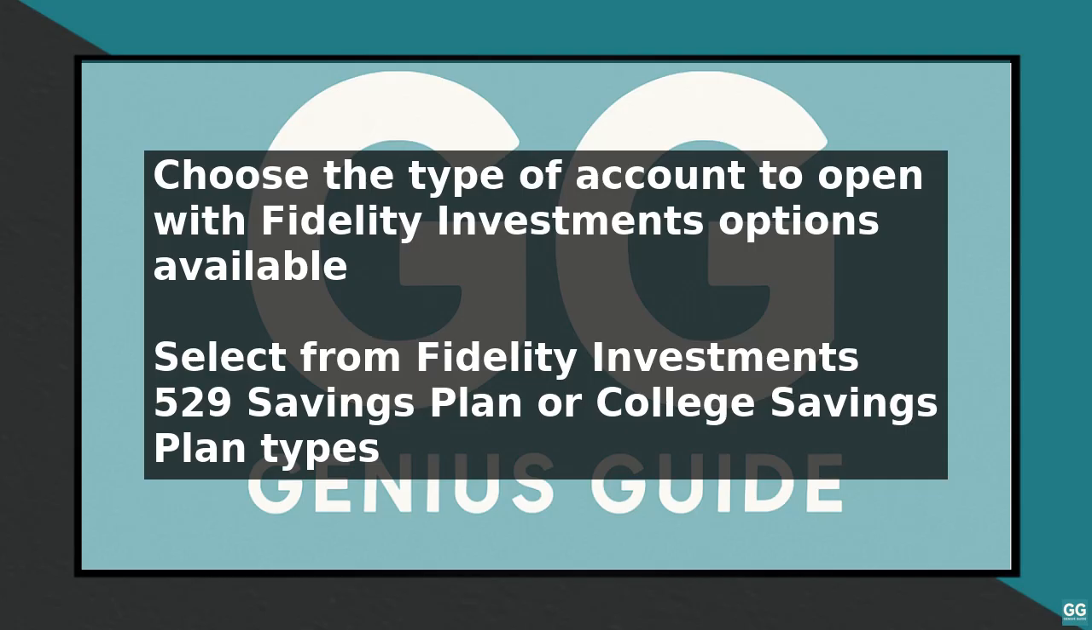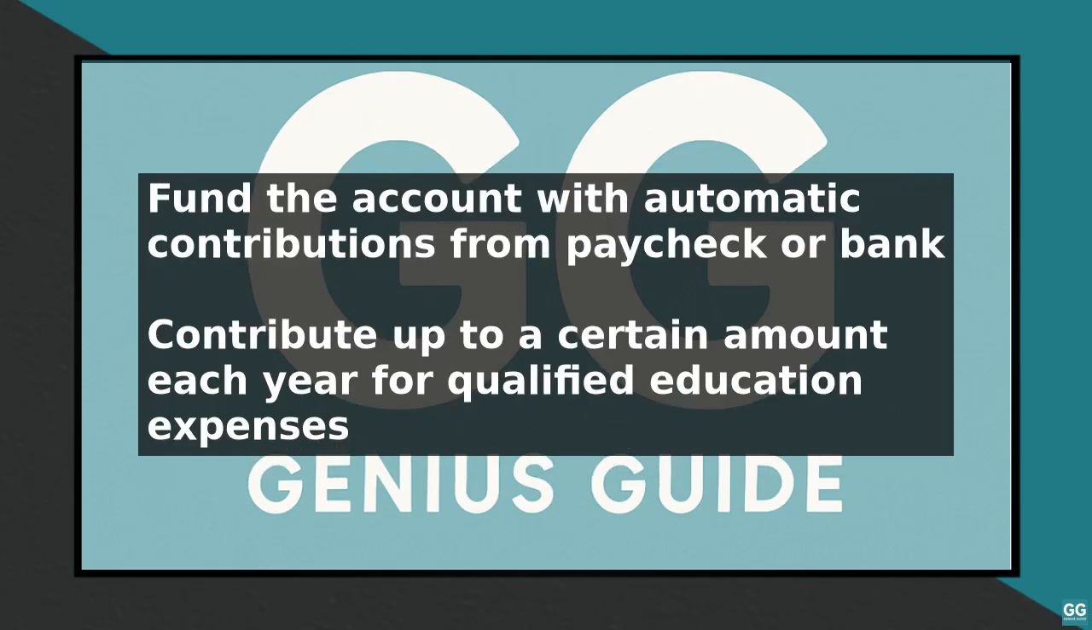Once you have chosen the type of account you want to open, you need to fund the account. You can contribute up to a certain amount each year, and the funds can be used to pay for qualified education expenses. You can also set up automatic contributions from your paycheck or bank account.